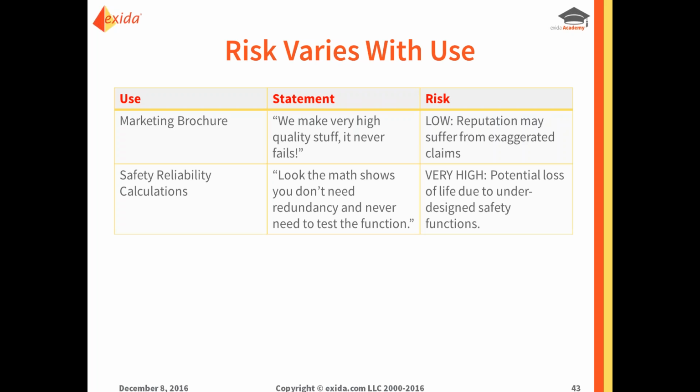And of course, risk will vary with the use and where it's used and why you're saying something. Say it's somebody in marketing and they use overly optimistic data in a brochure. It could say, look, we have very, very high quality stuff. It has never failed. It never will. We're awesome. Well, your risk is pretty low. You might have a bruised reputation. You might just be looked at as, well, they exaggerate. Don't take their word for it. But it's not too much of a big deal.